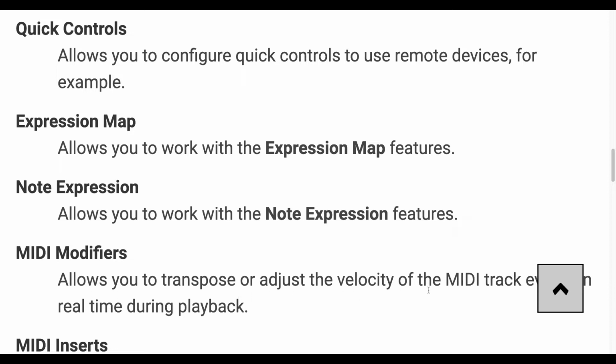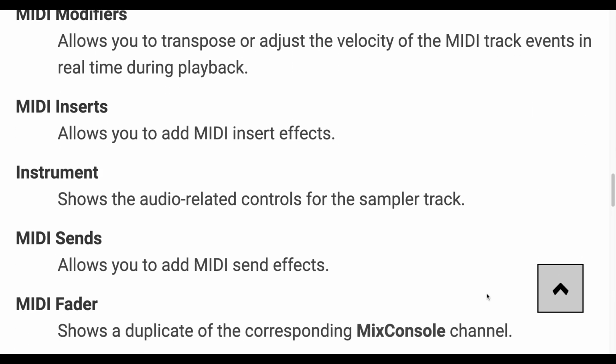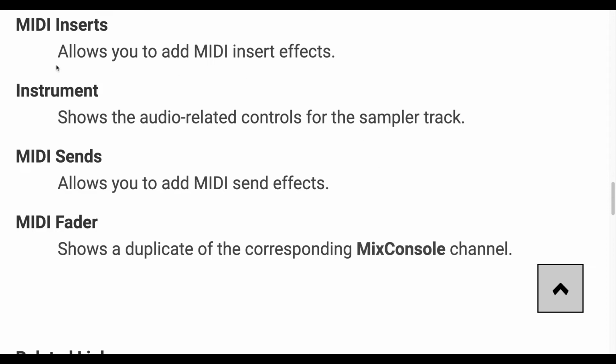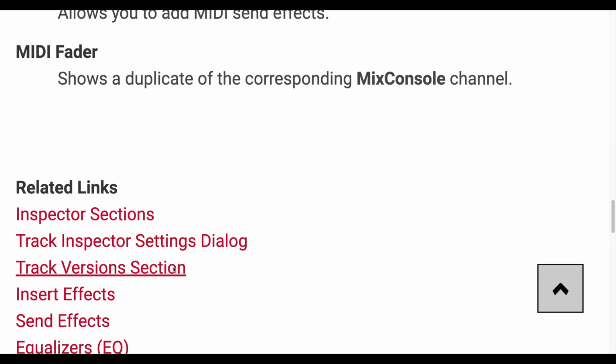Allows you to transpose or adjust the velocity of the MIDI track events in real time during playback. MIDI insert. Allows you to add MIDI insert effects. Instrument. Shows the audio-related controls for the sampler track. MIDI send. Allows you to add MIDI send effects. MIDI fader. Shows a duplicate of the corresponding mix console channel.